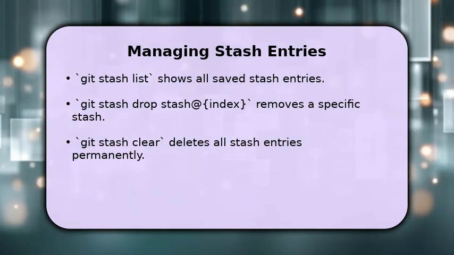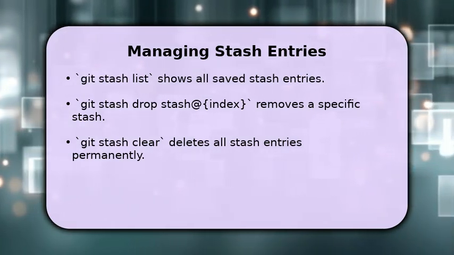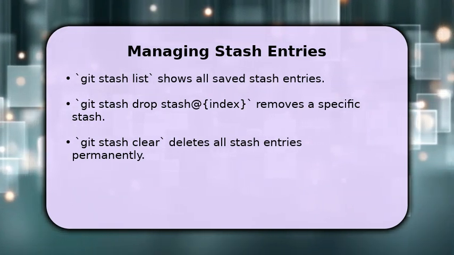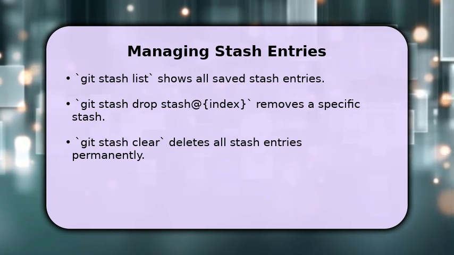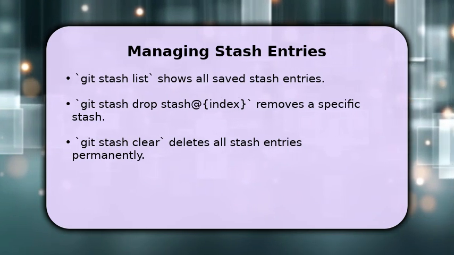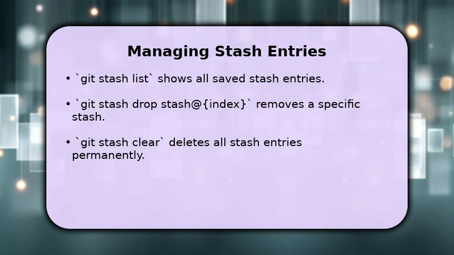Managing your stashes is straightforward. To see a list of all your saved stashes, simply run git stash list. Each stash will have an index like stash@{0}. If you no longer need a particular stash, you can remove it using git stash drop stash@{index}. To clear all stashes at once, use git stash clear.